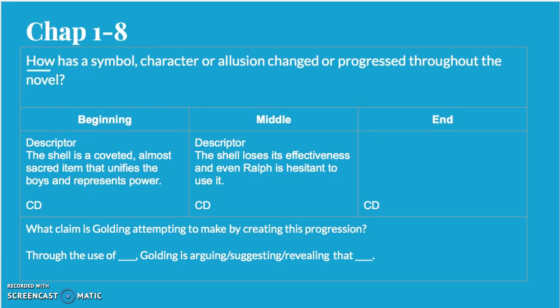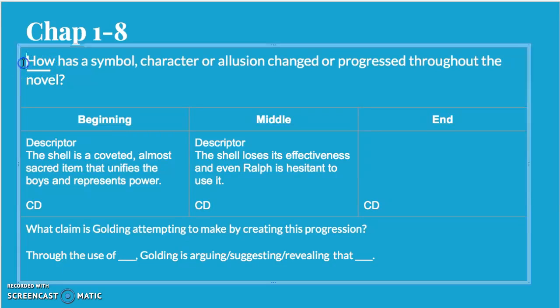Okay, so here's the progression poster. As a group, you're going to answer the question, how has a symbol, character, or illusion changed or progressed throughout the novel? So you're going to pick one, either a symbol, a character, or an illusion, to track from the beginning, middle, to the end, similar to how we did for House on Mango Street. We're not at the end of the book yet, so for today, you're only doing the beginning and the middle.